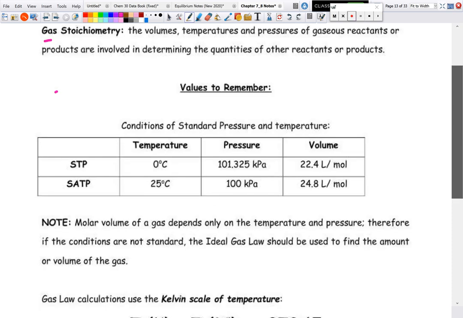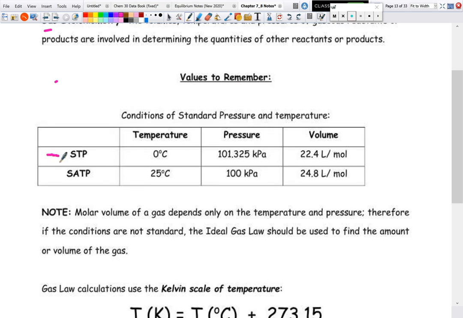It's probably been a while since we actually looked at some of the gas stuff, so here are some values to remember. There are the STP values and SATP values. Remember, the temperature is 0 degrees Celsius for STP, pressure is 101.325 kilopascals, and the molar volume is 22.4 liters per mole. And for SATP, that's 25 degrees Celsius, 100 kilopascals, and the molar volume is 24.8 liters per mole.